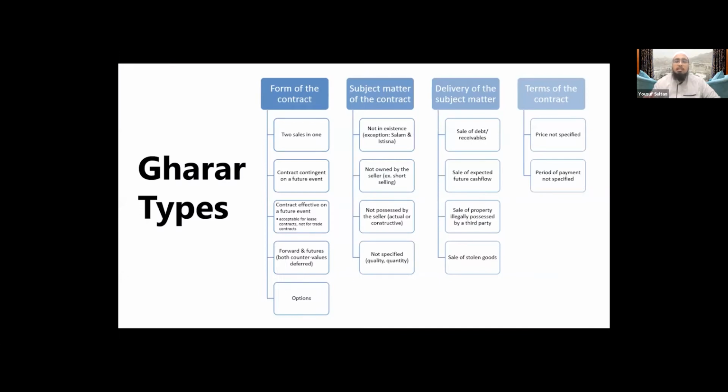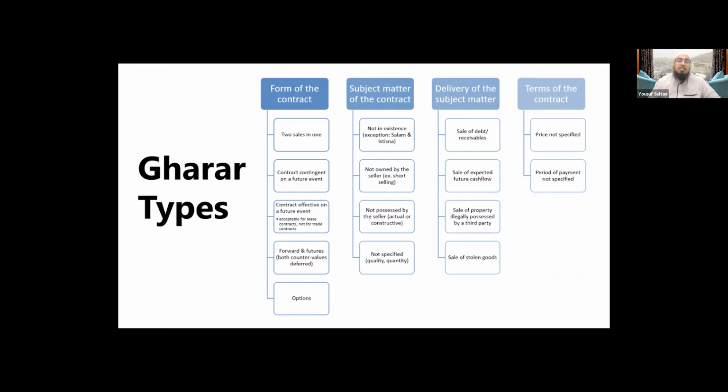So this slide included some of the types of gharar. For example, we had gharar in the form of contract. Now, gharar in the form of contract, for example, conditioning one sale or one contract on another, is prohibited, and there is an explicit hadith by the Prophet sallallahu alaihi wasallam. Then having a contract which is contingent upon a future event: because the future event is uncertain, the contract also becomes uncertain and is gharar.